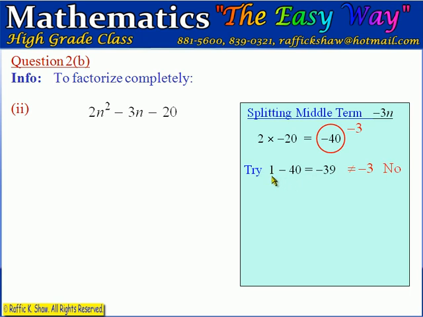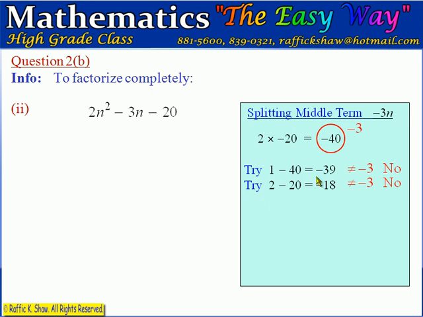And so we move down. We say 2 and what? 2 and negative 20 are factors of negative 40. But when we add, the result is negative 18. And so no, again, we are searching for negative 3, and negative 18 is not negative 3. And so no, those are not the factors of negative 40 we are looking for. And so we move down again.